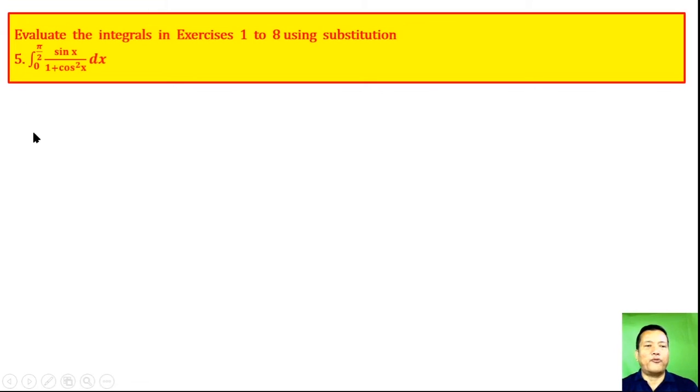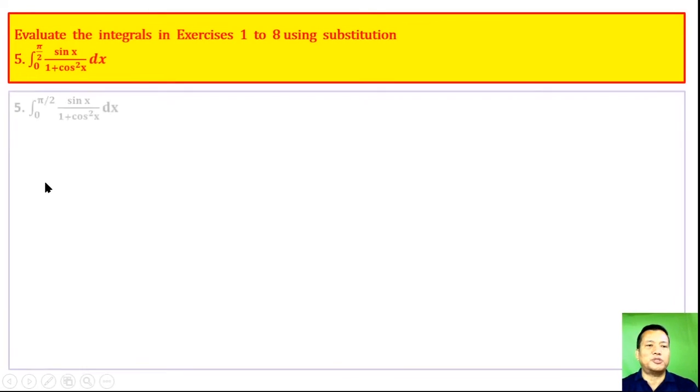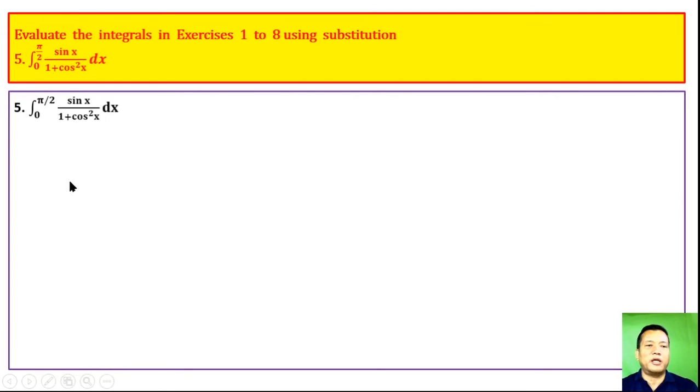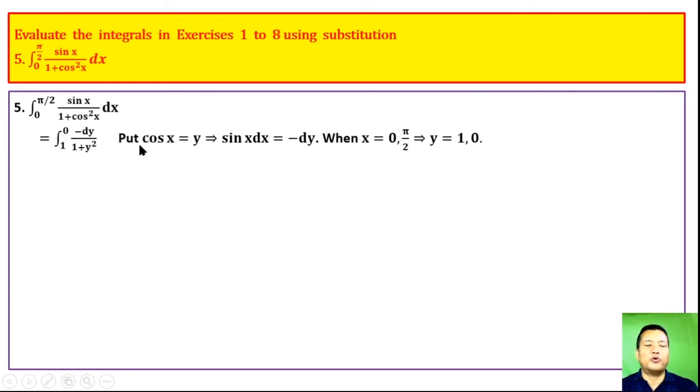For number 5, we have to evaluate this definite integral by using substitution. The given definite integral can be written as this. Put cos x equal to y, whose derivative with respect to x is minus sine x, so dy by dx is minus sine x. Therefore, we have to put sine x dx equal to minus dy. When x is 0 and pi by 2 respectively, y becomes 1 and 0.